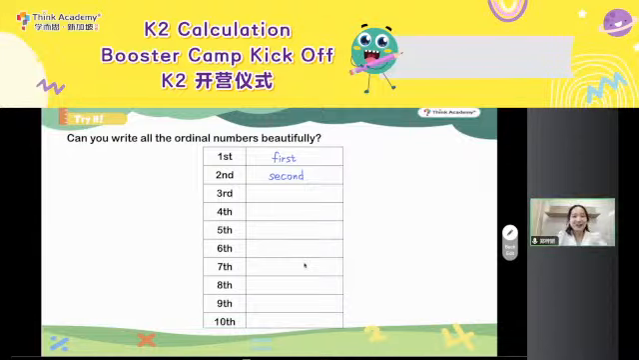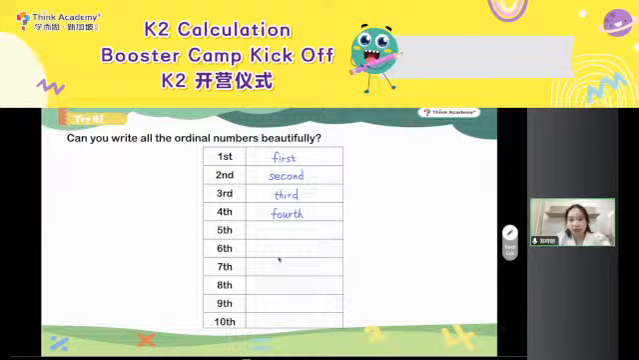Very well done. For third, we spell it as T-H-I-R-D. Very well done. Now, for fourth, how can we spell it? It is very important that you can write all the ordinal numbers, right? So it is fourth. F-O-U-R-T-H.